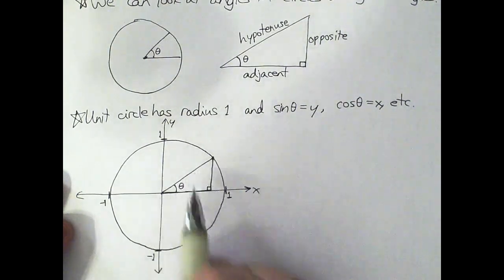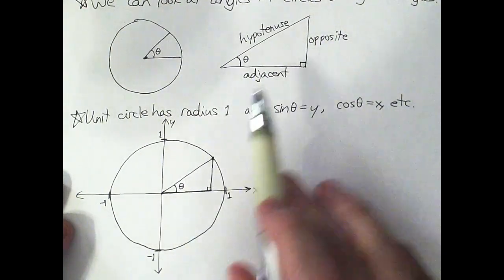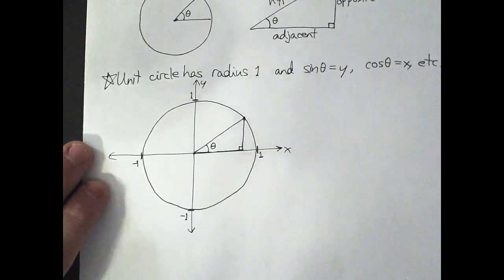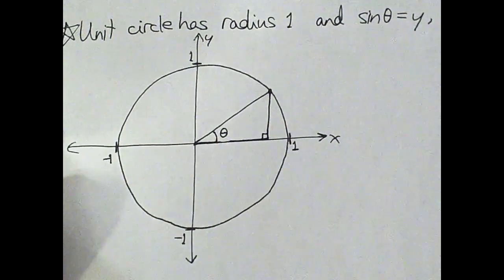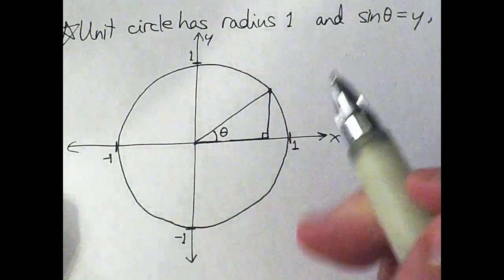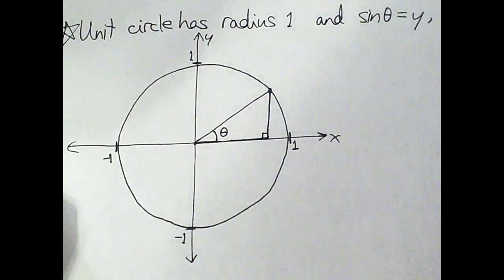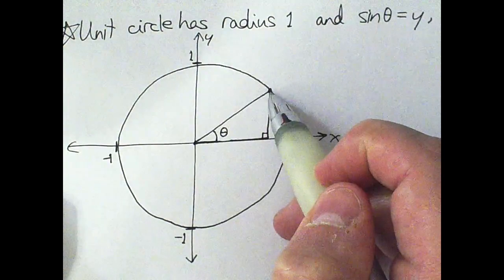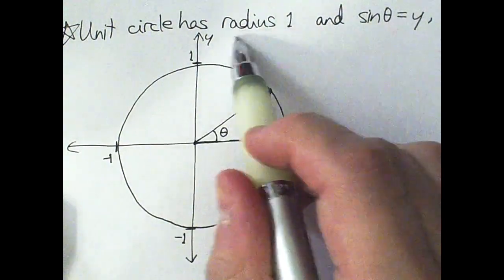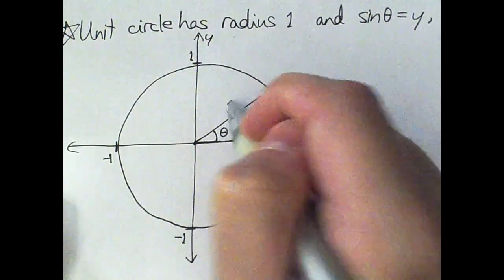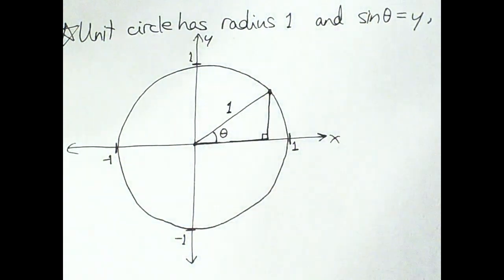What do you think the side lengths of this triangle are? The adjacent side, the opposite, the hypotenuse? Let's zoom in on this. So I claim that we know all three of these side lengths. I actually think the hypotenuse is the easiest one. The hypotenuse goes from the origin all the way to the outside of the circle. The unit circle has a radius of 1, so this must be 1, the length of that side.